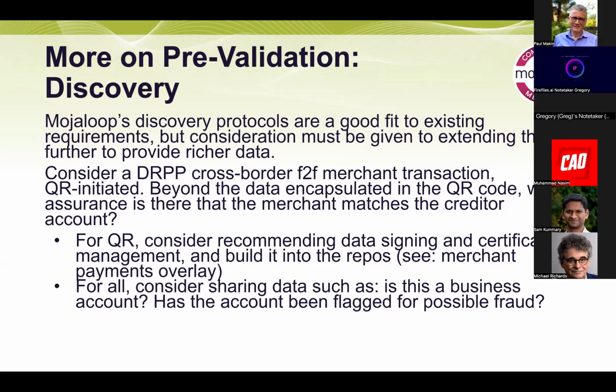For our cross-border face-to-face merchant transactions, such as we see in DRPP, the Gamesa project, let's assume it's QR code initiated. Beyond the data encapsulated in the QR code, what assurance is there that the merchant matches the creditor account? So, for example, for QR, we consider recommending data signing and certificate management and building it into the repos, and that needs work in the merchant payments overlay as well.